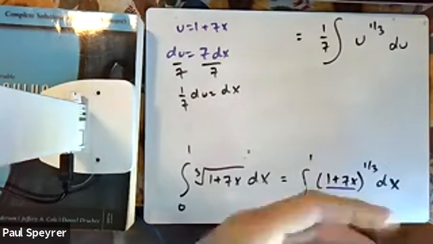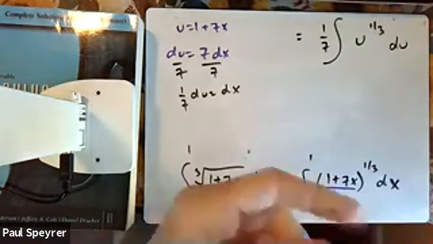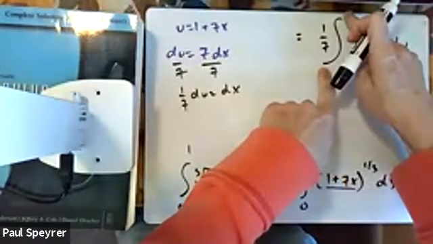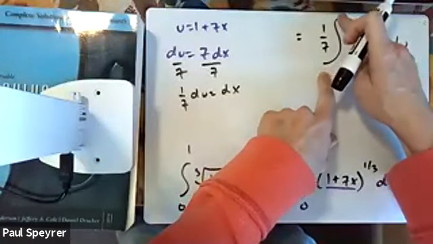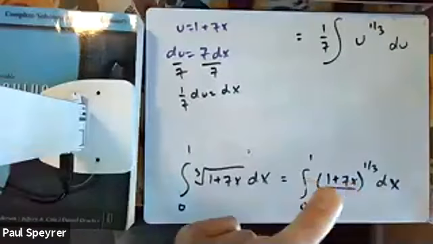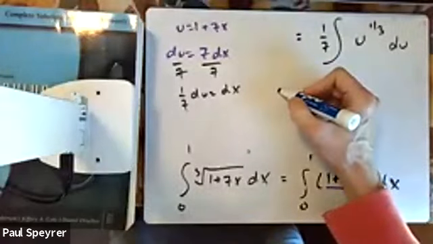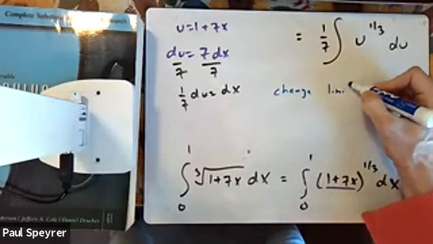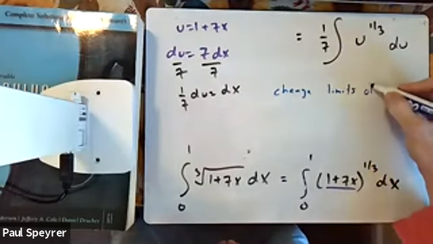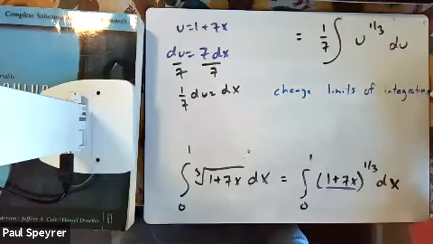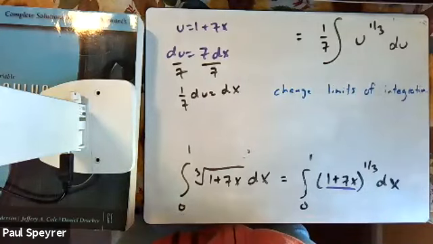So now what about the limits, right? This is the new part of this section right here. With the limits, we can't put 0 and 1 right here. Why? Because 0 and 1 serve for what variable? X. What are we in terms of now? U. So really important, we need to change the limits of integration. Now, how do you do that? Well, you need to look at the relationship between u and x. Where is it? Right here.